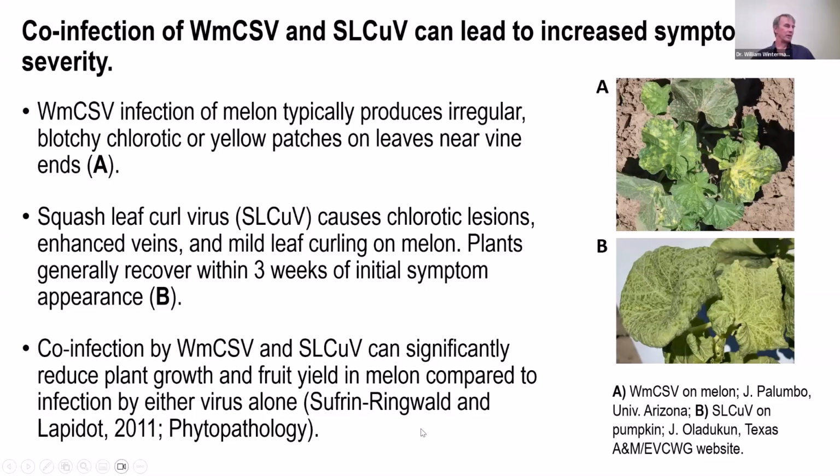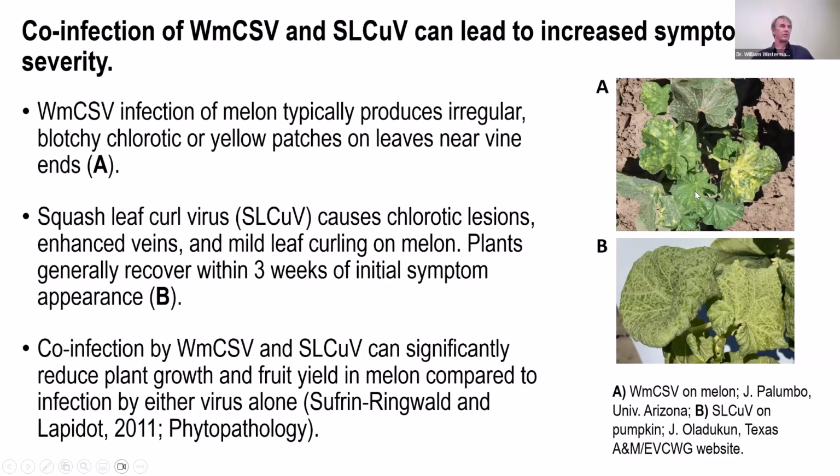Some nice work done in the early 2000s by Moshe Lapido's program out of Israel demonstrated that watermelon chlorotic stunt virus can have a synergistic interaction with squash leaf curl virus, leading to severe stunting and fruit impacts in melon and also to some degree in other cucurbit crops. The virus is also a problem in watermelon, but this is really a melon dynamic here that we're looking at.